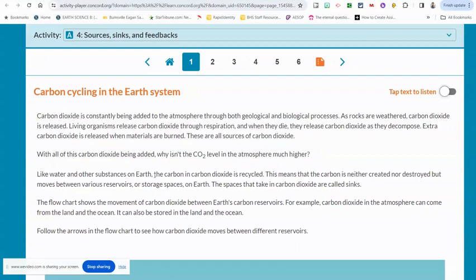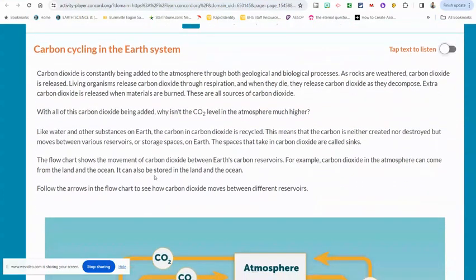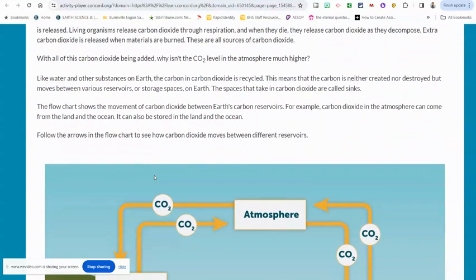As rocks are weathered, carbon dioxide is released. Living organisms release carbon dioxide through respiration, and when they die, they release carbon dioxide as they decompose. Extra carbon dioxide is released when materials are burned, and these are all sources of carbon dioxide. So the question is, with all the carbon dioxide being added, why isn't the level much higher? And that's because there's a cycle. There's what's called the carbon cycle. Much like when we learned about the water cycle, there's a carbon cycle.